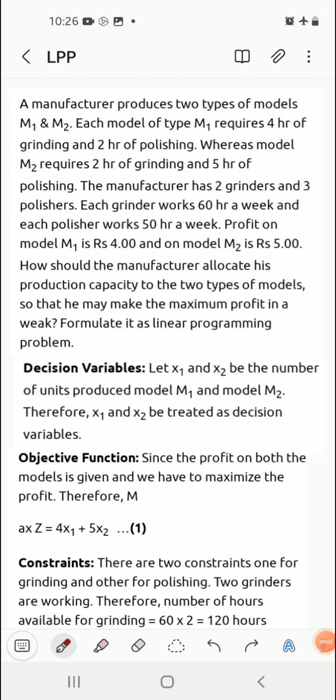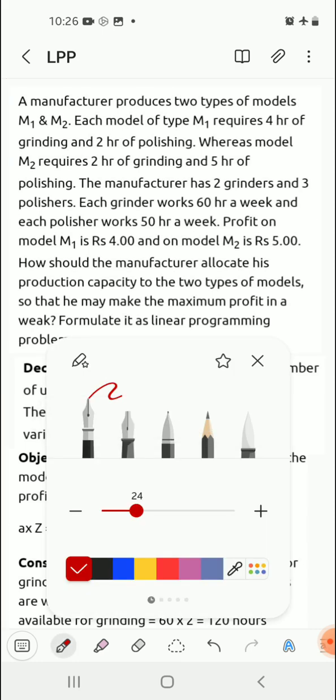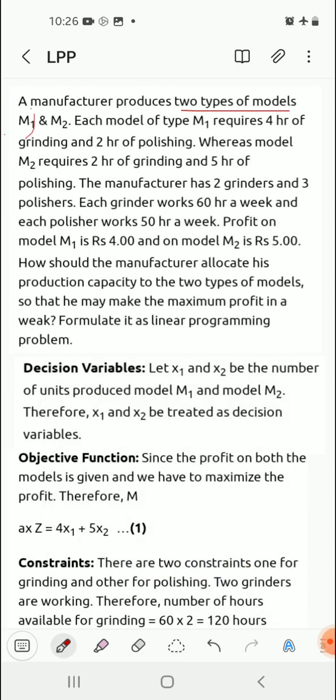Today's topic is LPP, that is linear programming problems, and we're going to learn how to frame these linear programming problems. The question given is: a manufacturer produces two types of models, M1 and M2. Each model of type M1 requires 4 hours of grinding and 2 hours of polishing, whereas model M2 requires 2 hours of grinding and 5 hours of polishing.